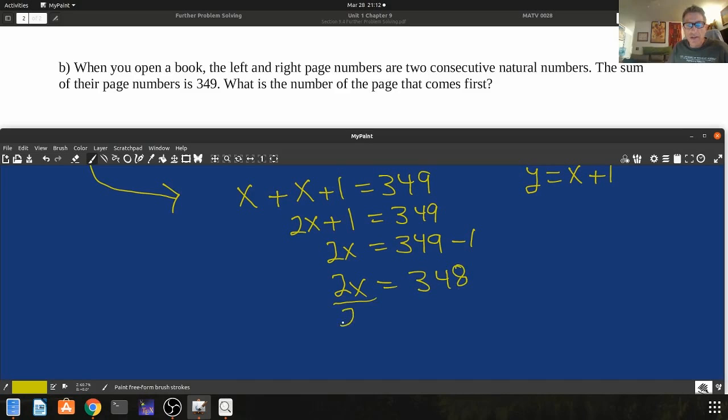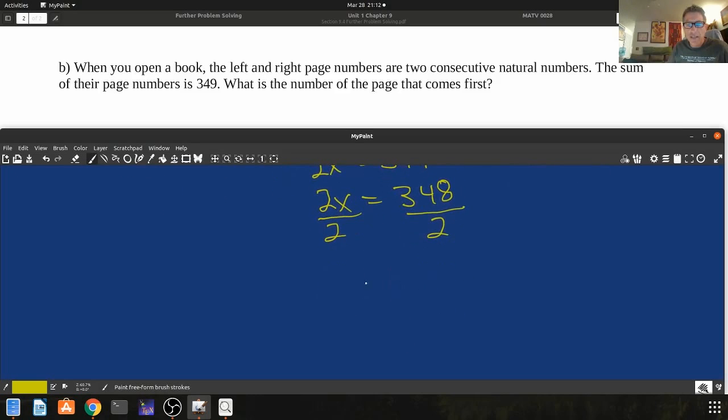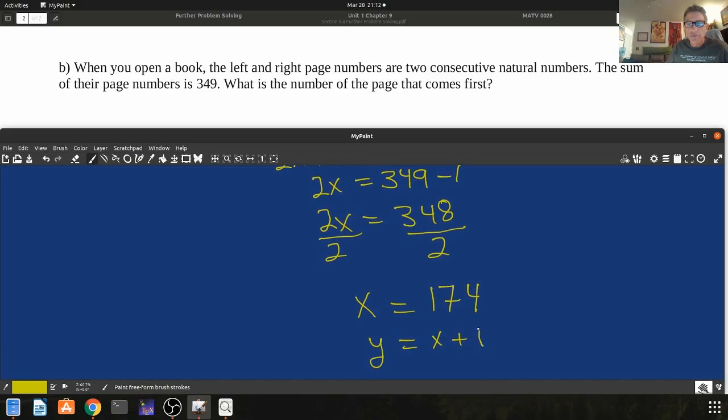So I know how much 2x is. I want to find out what 1x is, so I divide both sides by 2. And that gives me x is equal to 348 divided by 2, which is 174. And of course y is equal to x plus 1, which is equal to 175.